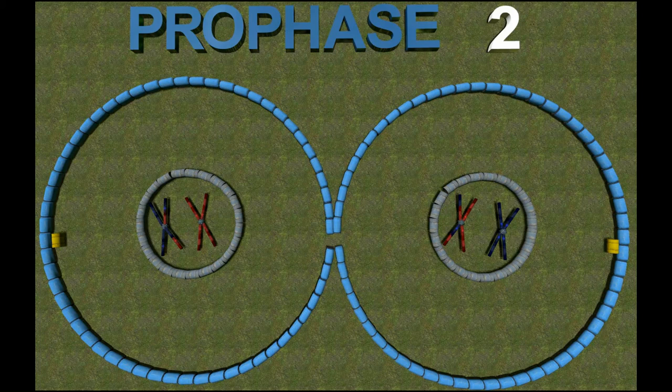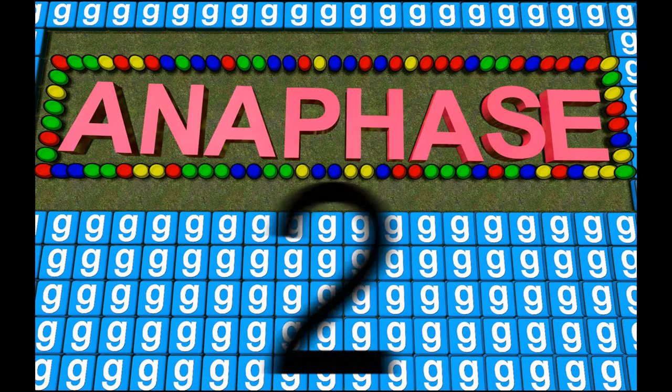Then, during meiosis 2, the cycle continues in its goal to create more variation from the products of meiosis 1.